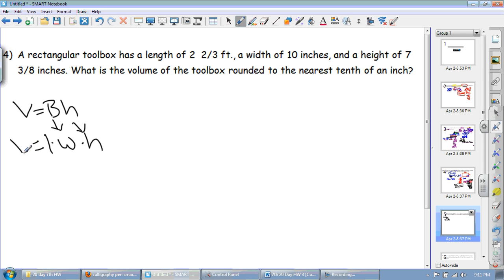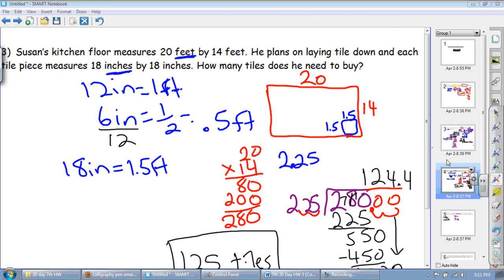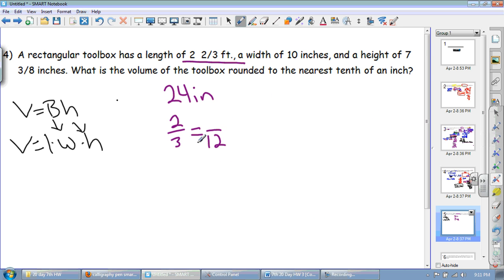So 2 2/3 feet: well, 2 feet is 24 inches. 2/3 of a foot is something over 12. So if we do times 4, we get 8. So we can say 24 plus 8 inches is 32. Okay. The width is given, that's 10, and a height of 7 3/8.